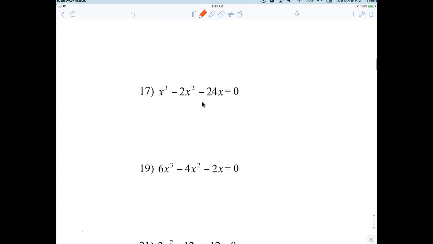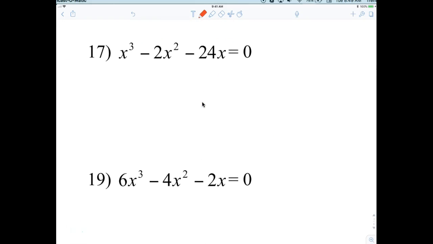All right, here we go. Let's check out 17. Is this factor by grouping? No, but there is a common factor, which is x. So we're going to pull out the x. What is left behind? X squared minus 2x minus 24. Beautiful. X squared minus 2x minus 24 equals 0.